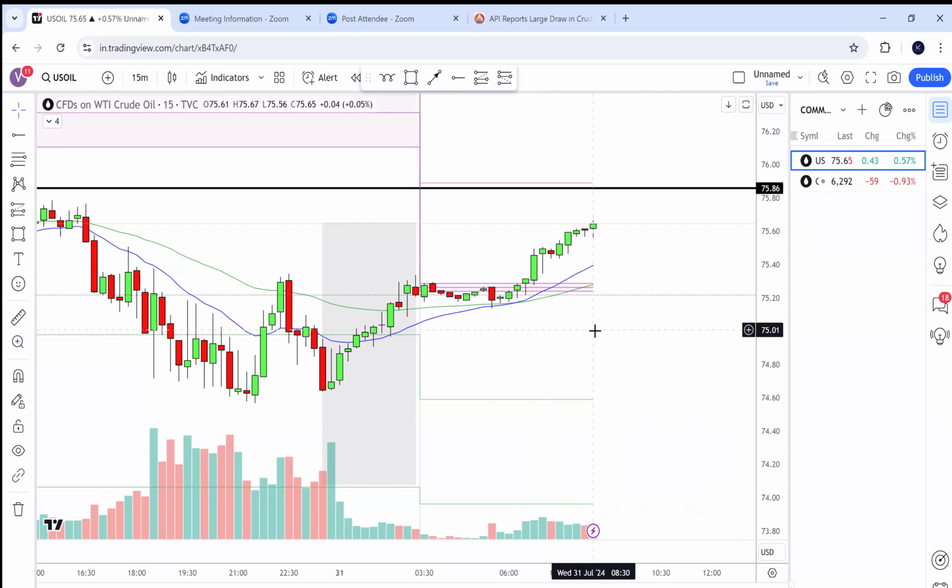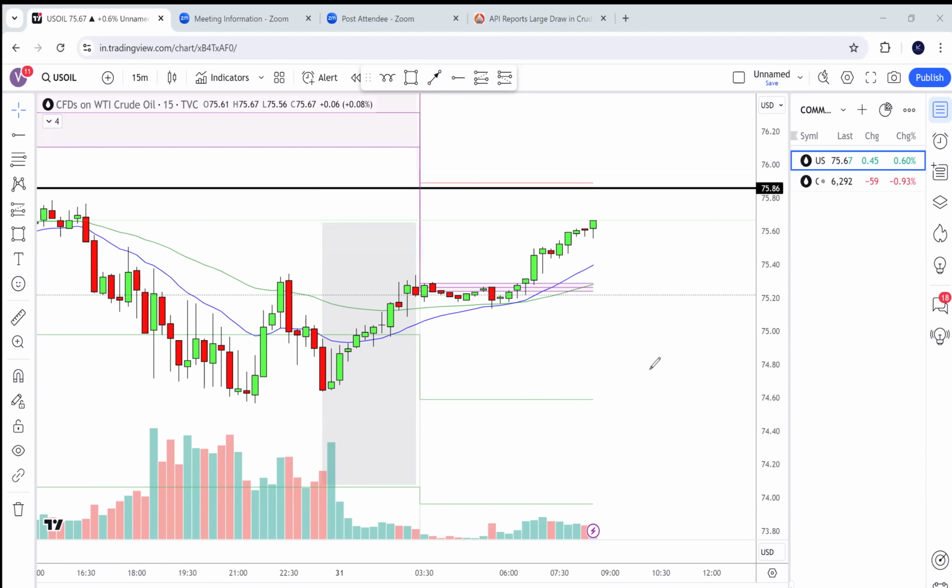So what is my strategy for today? My strategy for today is the market is looking bullish. So that means my bias is mostly on the bullish side. If I were trading in the US market, then this would have been one of the best setups to take a long trade. But since our market has not yet opened, I could not take that trade yet.